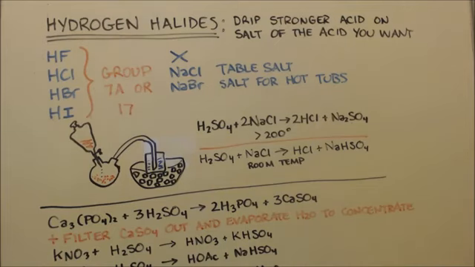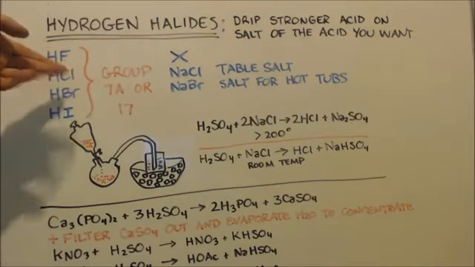I want to go over how to make simple acids. I want to start with the hydrogen halides. So how do you do that? Well, you just drip a stronger acid on the salt of the acid you want. I'm not going to go over hydrofluoric acid, because it's not something a home chemist really gets into with fluorine. So I'm not going over that, but say hydrochloric acid.